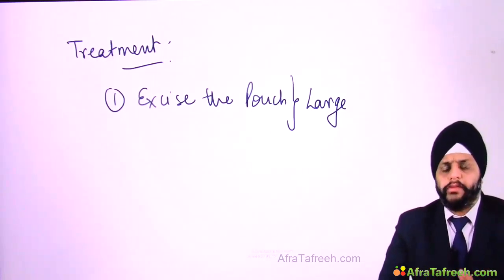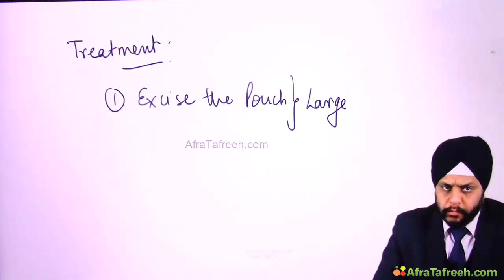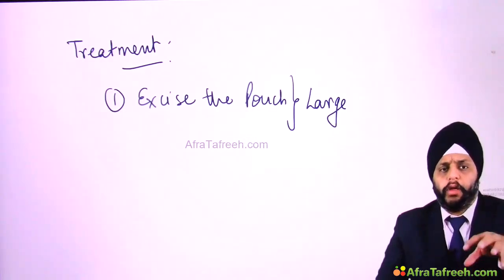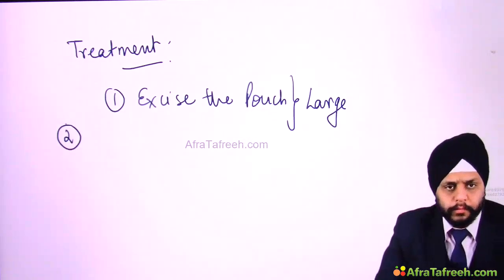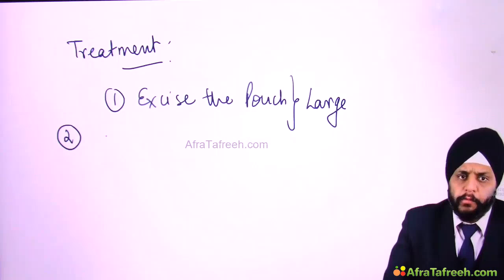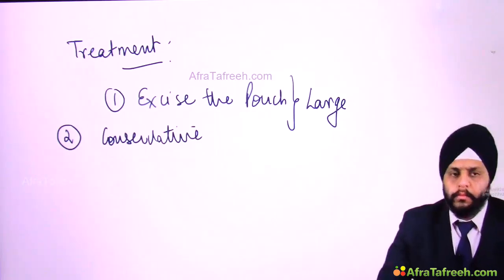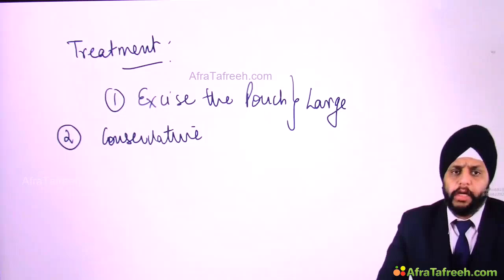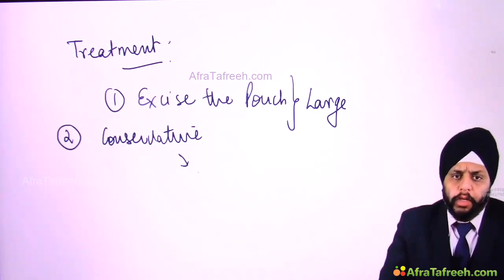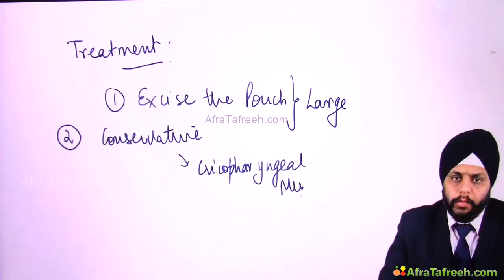So excision of the pouch is done only when the pouch is very, very large. For a smaller pouch, we would like to do something more conservative. So what conservative procedures can we do? The conservative procedure that we can do is a cricopharyngeal myotomy.